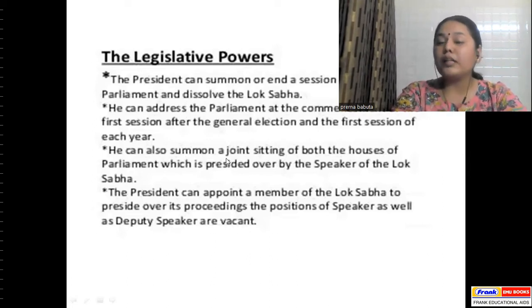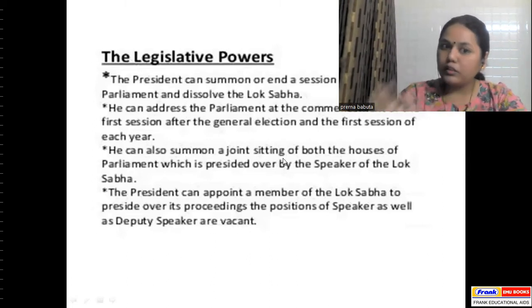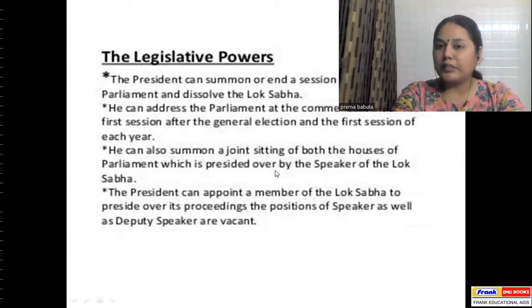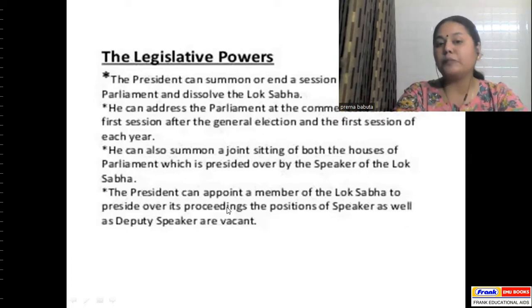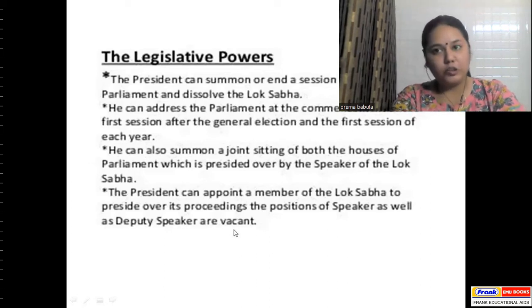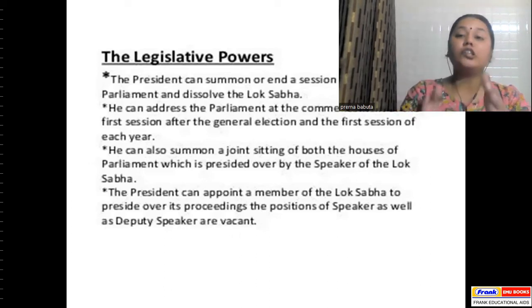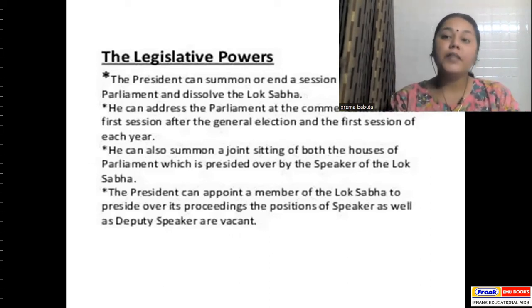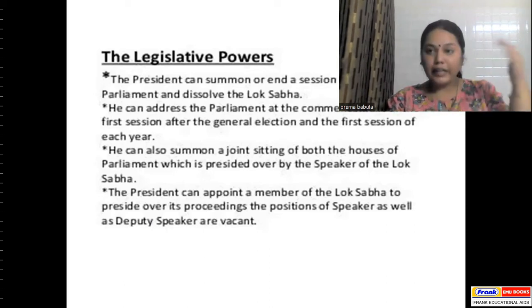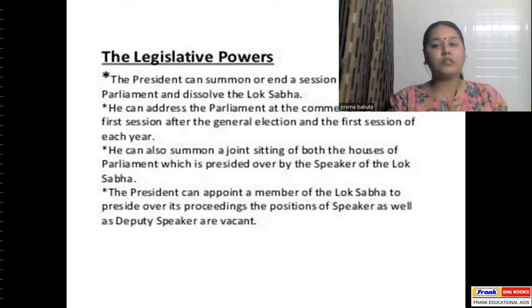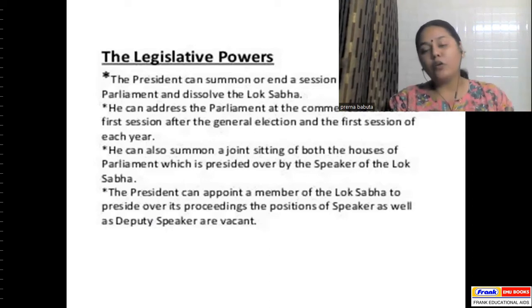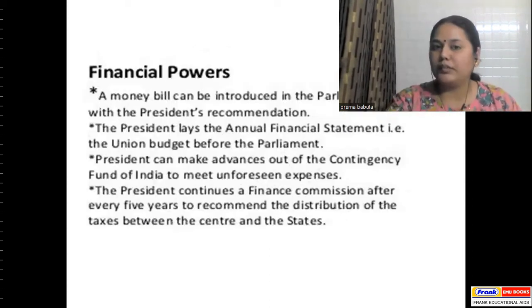Then he can also summon a joint sitting of both the houses of the parliament, which is presided by the speaker of the Lok Sabha. And he can also appoint a member of the Lok Sabha to preside over its proceedings, if the positions of speaker as well as deputy speaker are vacant. If there is no speaker or deputy speaker, then the president can ask any of the members of Lok Sabha to preside over the meetings of the Lok Sabha.